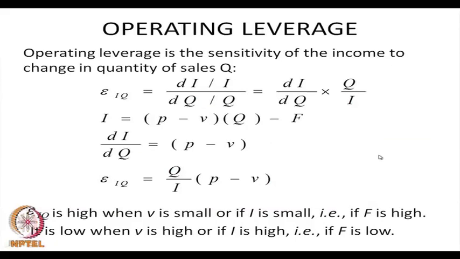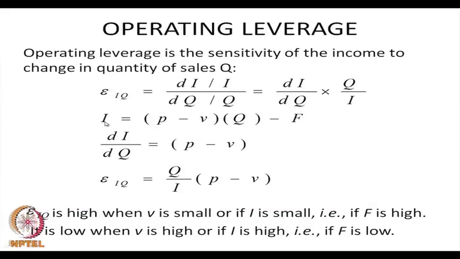Now, we introduce a concept known as operating leverage. Operating leverage is the sensitivity of the income, the net income, to the change in quantity of sales Q. This is like elasticity that we have already discussed when we discussed demand. So, this is basically dI by I, the fractional change in income due to a fractional change in quantity, dQ by Q, which is the same as dI by dQ multiplied by Q divided by I.